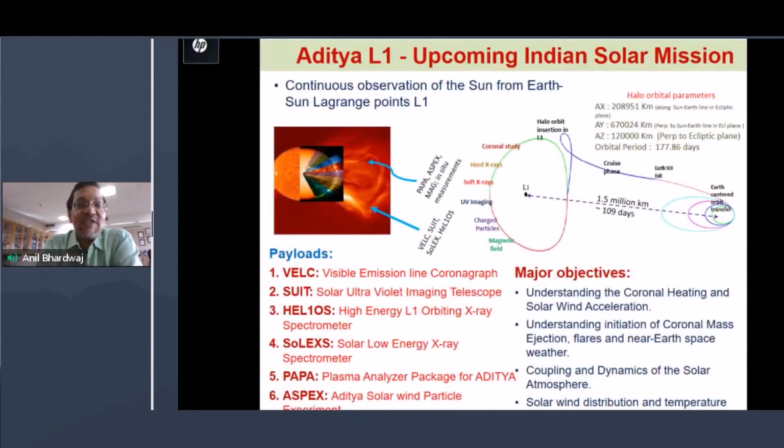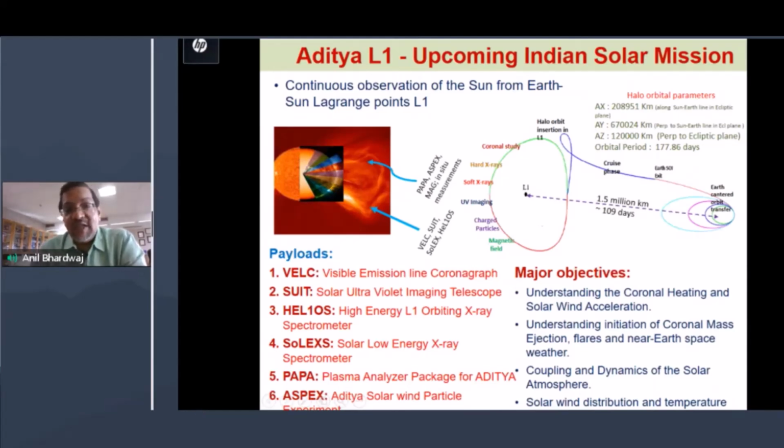So this is a mission which is under planning, which is likely to be launched next year. And this has 7 experiments on board, which look at different wavelengths, right from hard X-rays to soft X-rays to ultraviolet to visible. In addition to this, of course, it also has charged particle measurements.